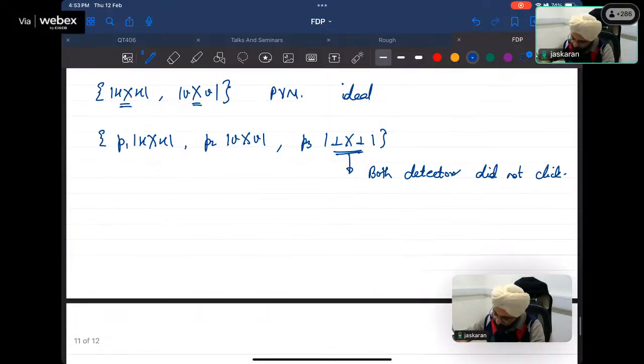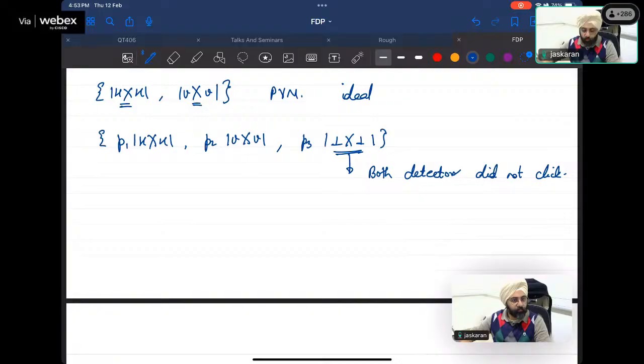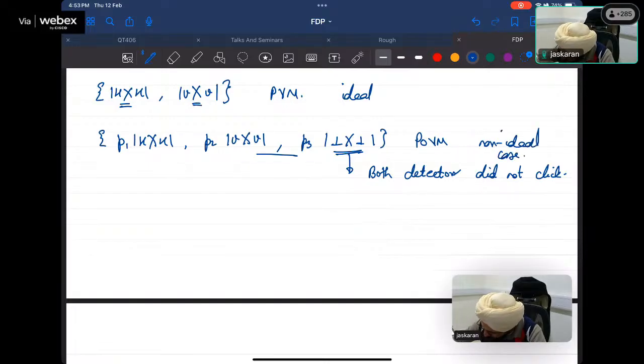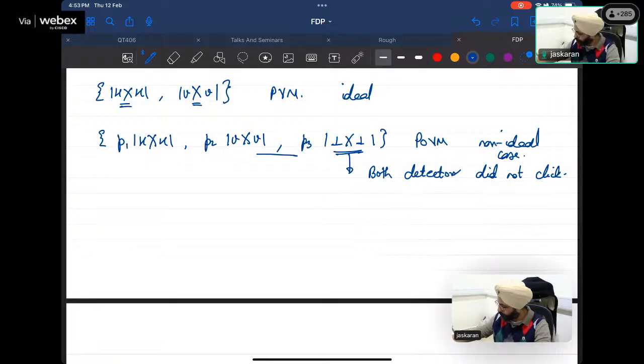So as you can see here, we now have three outcomes. Moreover, this is no longer a projective valued measure. As you can see, the measurement operators that we have are no longer projectors, and as such, this is now a POVM in the non-ideal case.